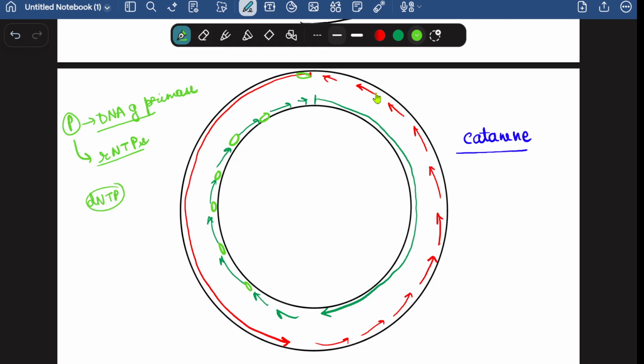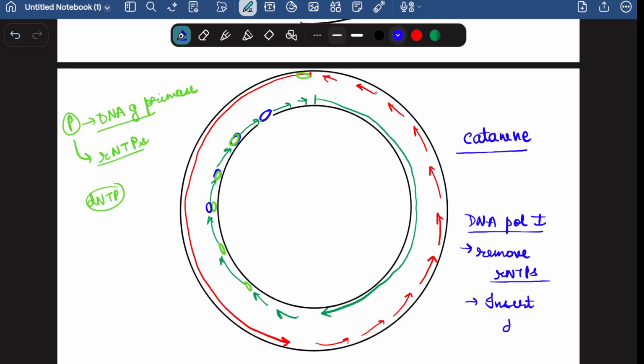So we have to remove these RNTPs and insert the DNTPs in their place. So these RNTPs have to be removed, this has to be removed, this has to be removed, and instead of that place, we have to insert the DNTPs, so that more or less we can get the stabilized structure with no RNTPs. This main function is done by DNA polymerase 1. DNA polymerase 1's main function is to remove all of the RNTPs and insert the DNTPs in their place. And why are DNTPs required? So that the stabilization can be achieved.